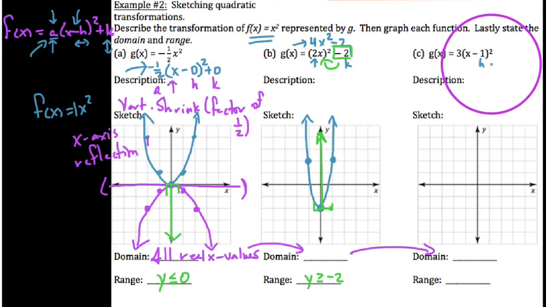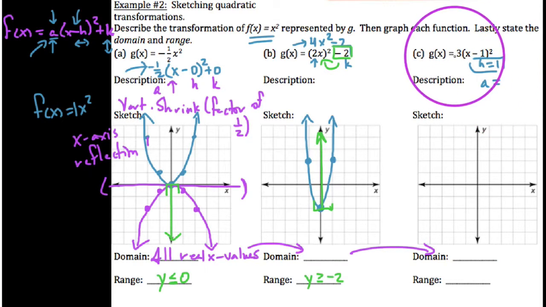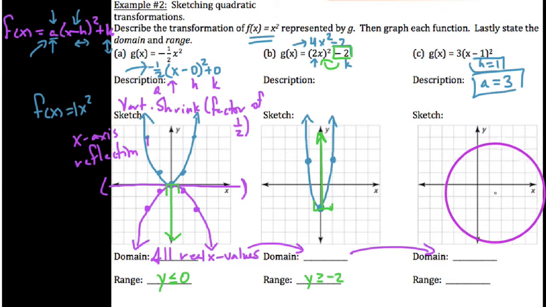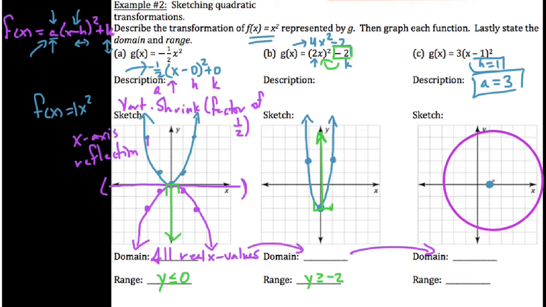So we say we have an h value here, and I'm going to point this out. H is actually positive 1. And our a value in this case, I observe, is positive 3. So things I can tell about this graph instantly are that it's shifted right 1. It's going to be shifted right 1 from the origin. And also, because our a value is positive, it's going to open upward.